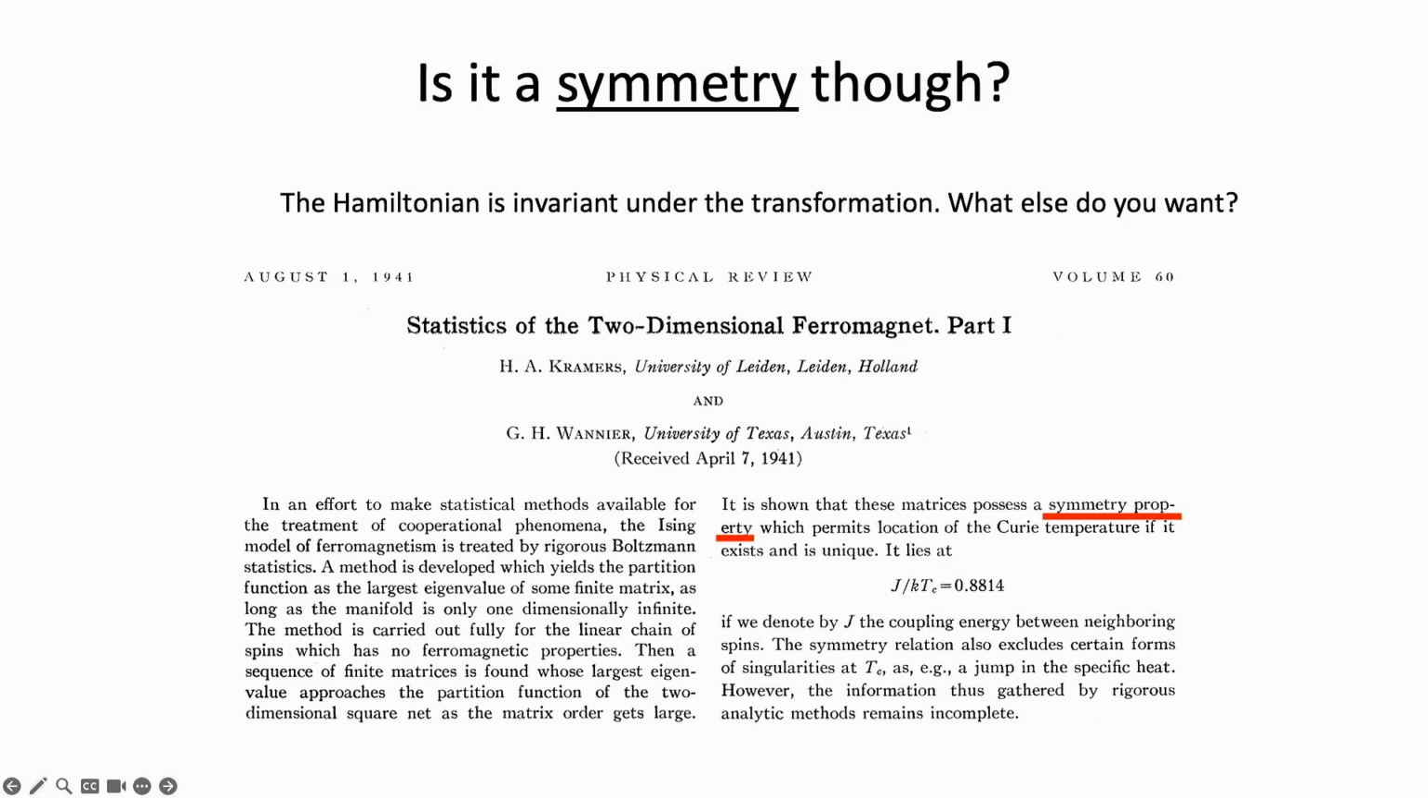In fact, if you look at the original paper by Kramers and Wigner back in 1941, they call it the symmetry property of the critical Ising model. Kramers and Wigner were pretty serious physicists. We should probably listen to them.